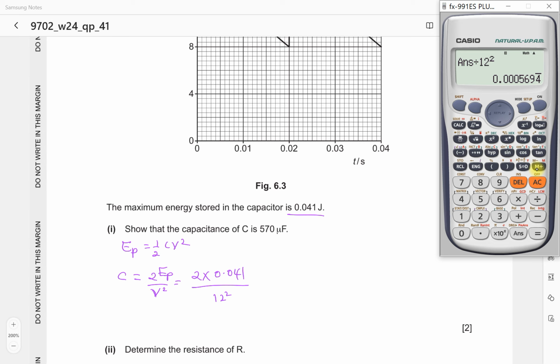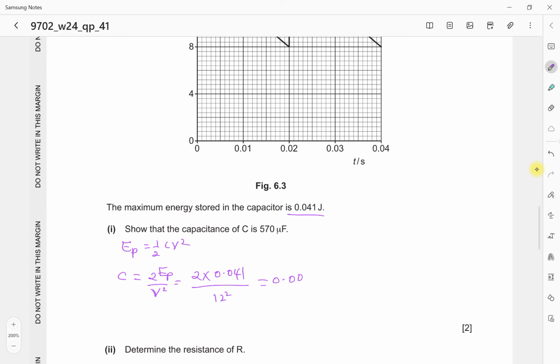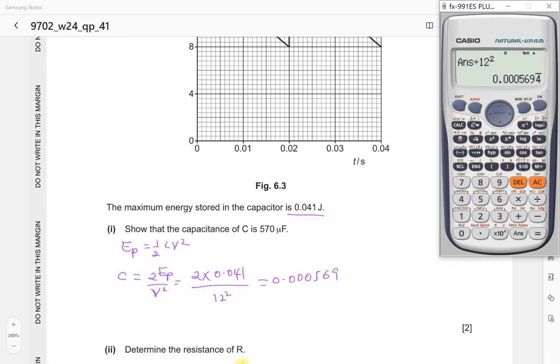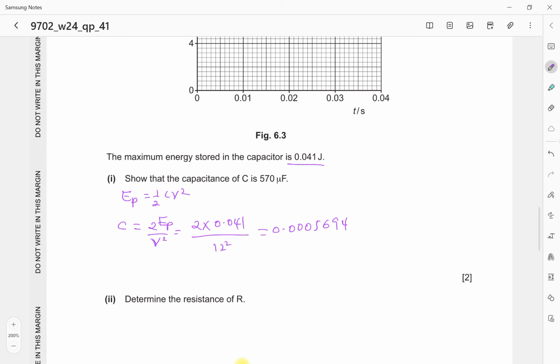So that is 0.0005694, with the 4 recurring, which is approximately 0.00057. Okay, let me first write it as, because this is given in micro, so to bring a prefix we divide by its value. So I'm just going to divide by the value of 10 to the power of minus 6. So this is 0.0005694 divided by 10 to the power of minus 6.